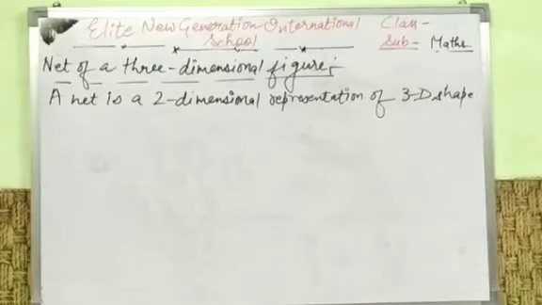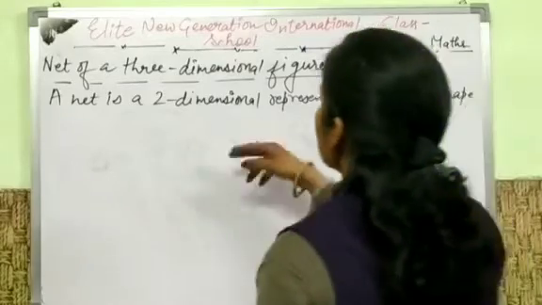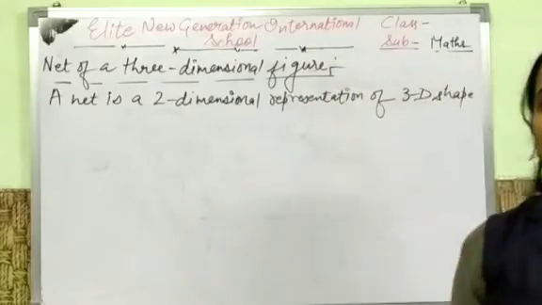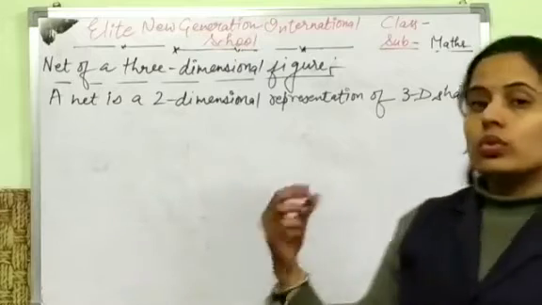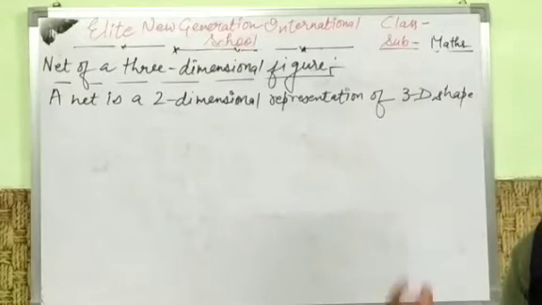Now the next and last topic of this chapter is the net of a three-dimensional figure. So what do you understand about the net of a three-dimensional figure? Actually, a net is a two-dimensional representation of a three-dimensional shape like a cube, cuboid, cylinder, or cone.